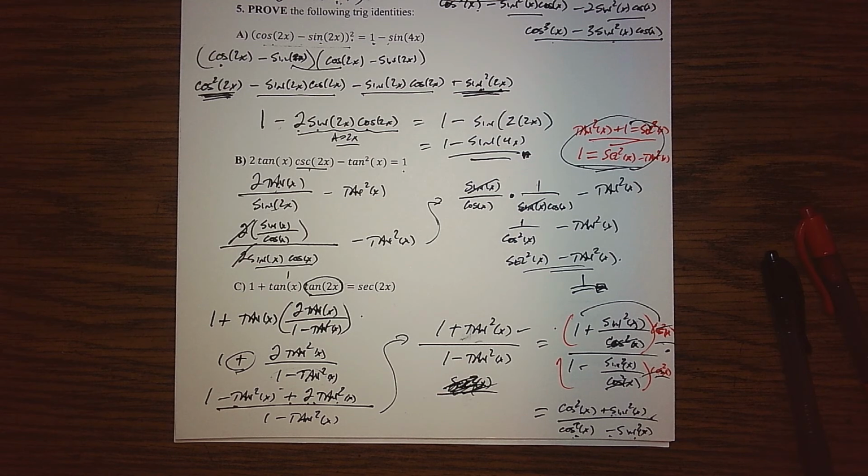And so that does wrap up section 5.5, our double angle formulas, using them to find exact values, using them to rewrite expressions, and using them to prove identities.